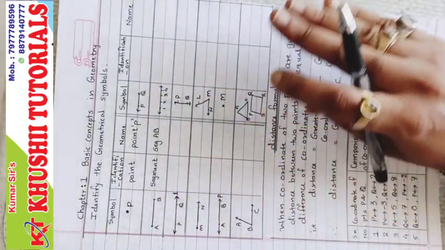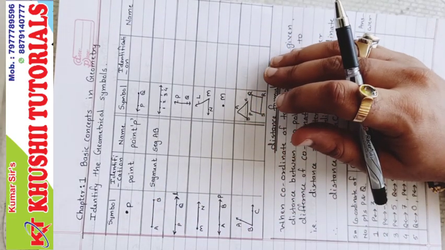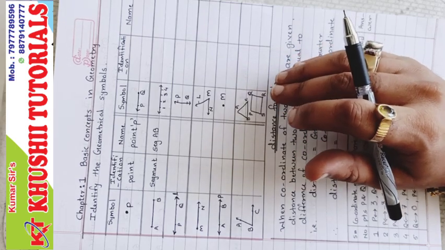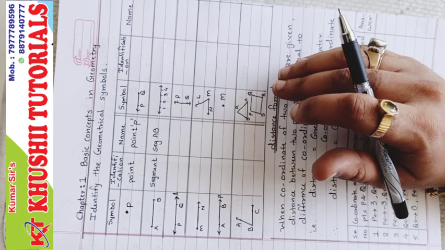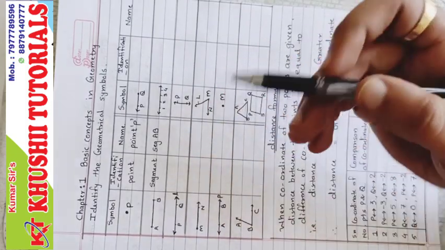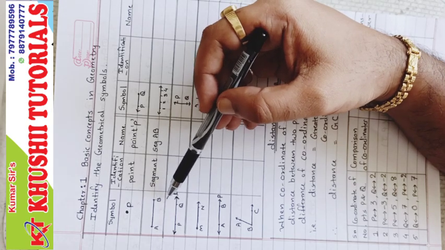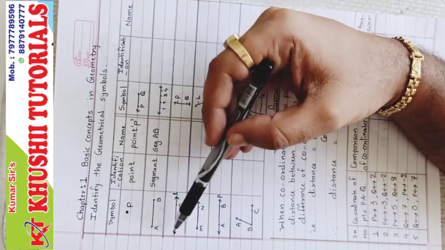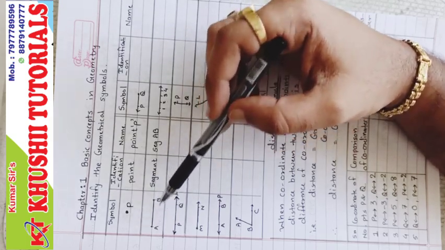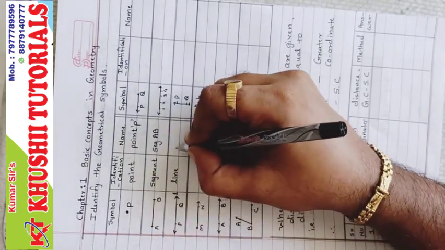A segment you cannot extend, so it has a proper length. If I say draw a line of 5 centimeter, it is incorrect. If I say draw a line segment or only a segment of 5 centimeter, that is correct. So a segment has a fixed length, a line doesn't. Now how to find the difference between a line and a segment? You can easily see a line has an arrow at both ends, and a segment doesn't have an arrow at any of its ends.